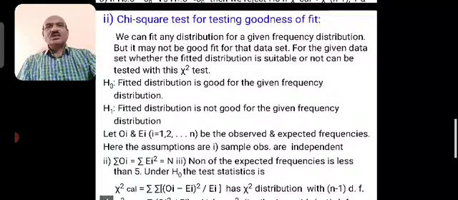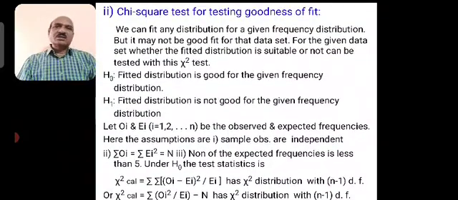Then the next one is the second chi-square test. That was the first test, for testing the population variance. Now we go for the second chi-square test, which is the chi-square test of testing goodness of fit.